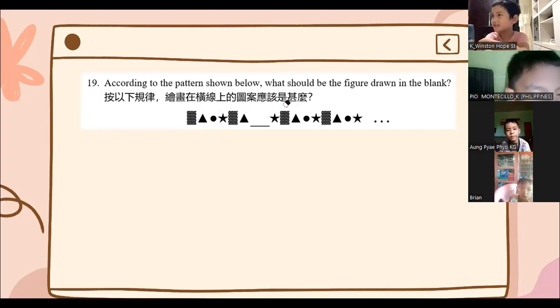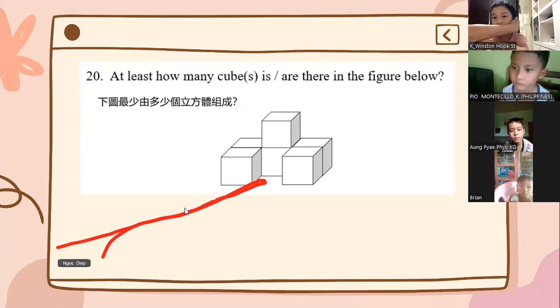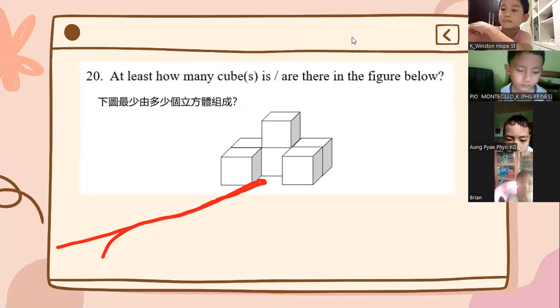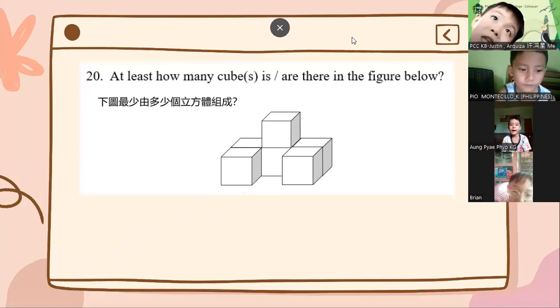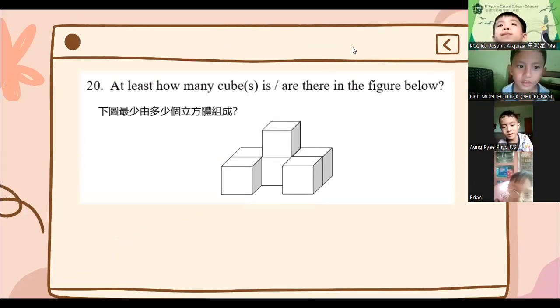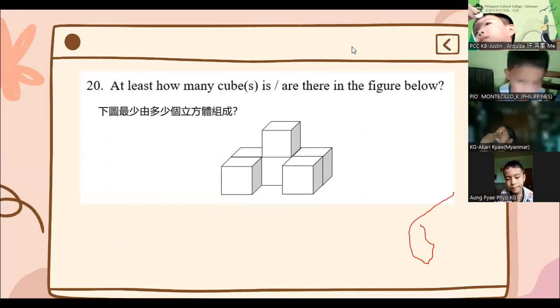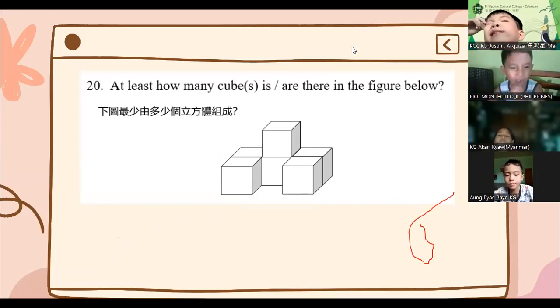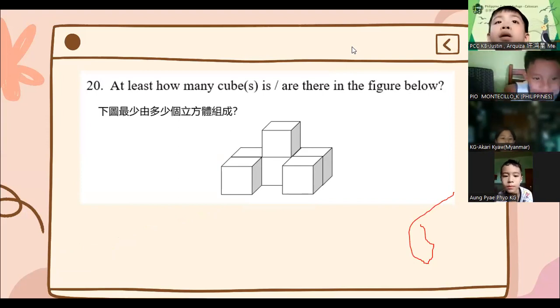Okay, how about question number 20? At least stop annotating on the screen, please. You cannot annotate. Okay, thank you. At least how many cubes are there in the figure below? Six. Okay, very good. Here, you can actually see all of the cubes, right? But of course, not all of its sides, but there are some sides that are visible in the figure.